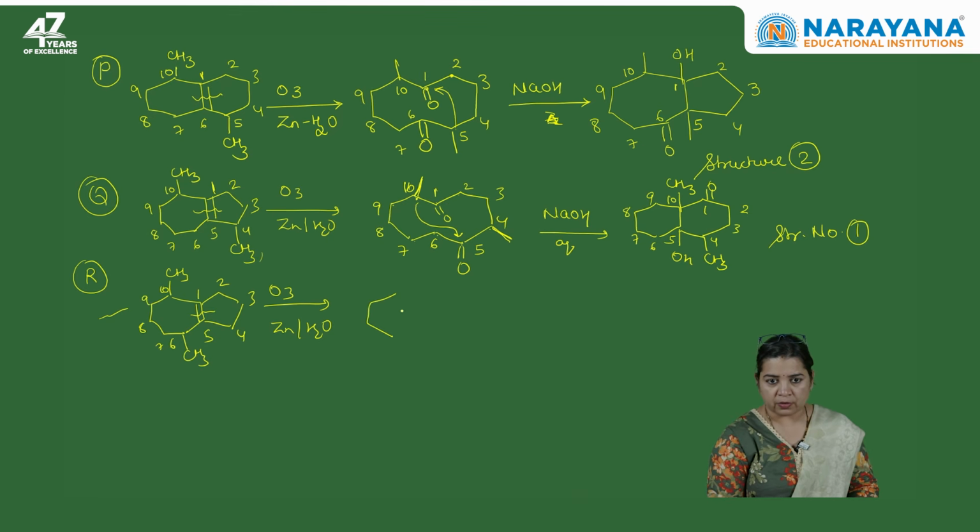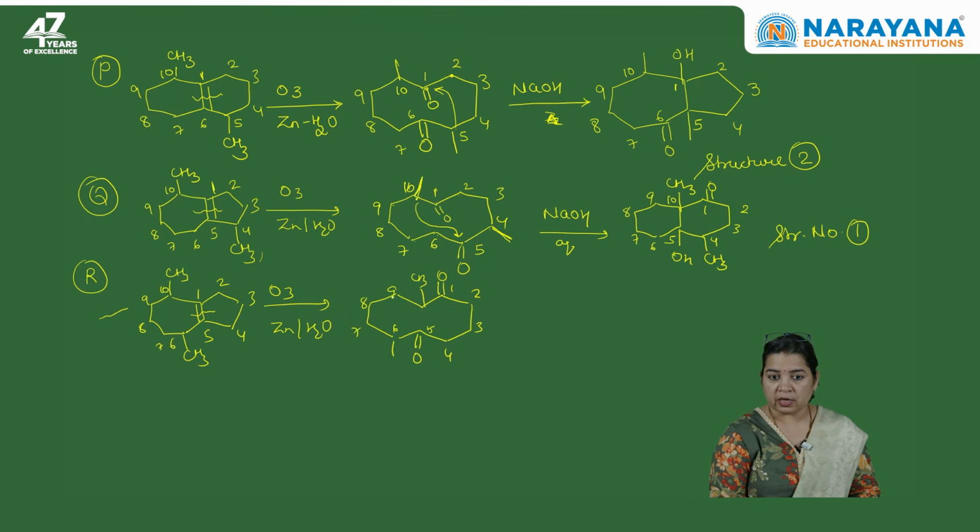Let us repeat. Okay, so 1 and 5 will have the carbonyl bonds: 1, 2, 3, 4, this being 5. 6 and 10 should have methyl. So here there will be methyl. 6th will be methyl. 7, 8, 9 and 10. Again, the ring closure should be of a stable enolate and carbonyl, forming a stable structure.